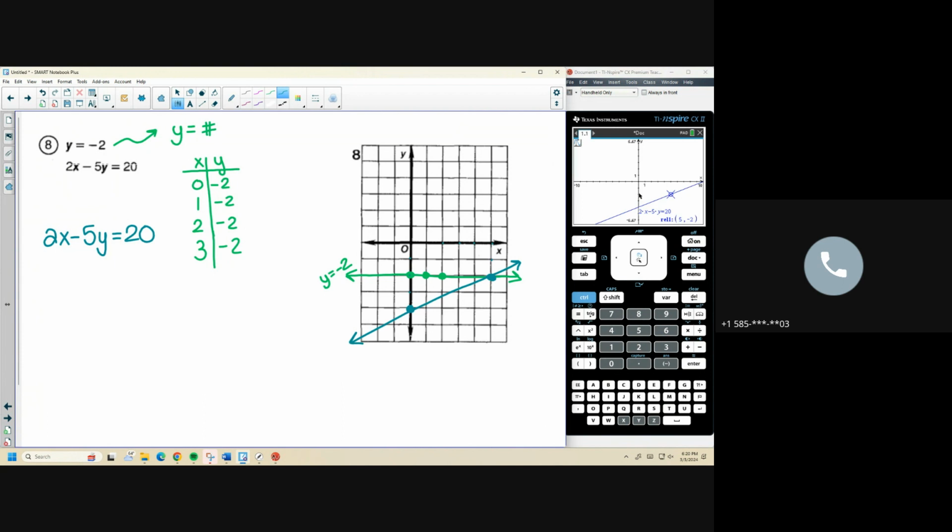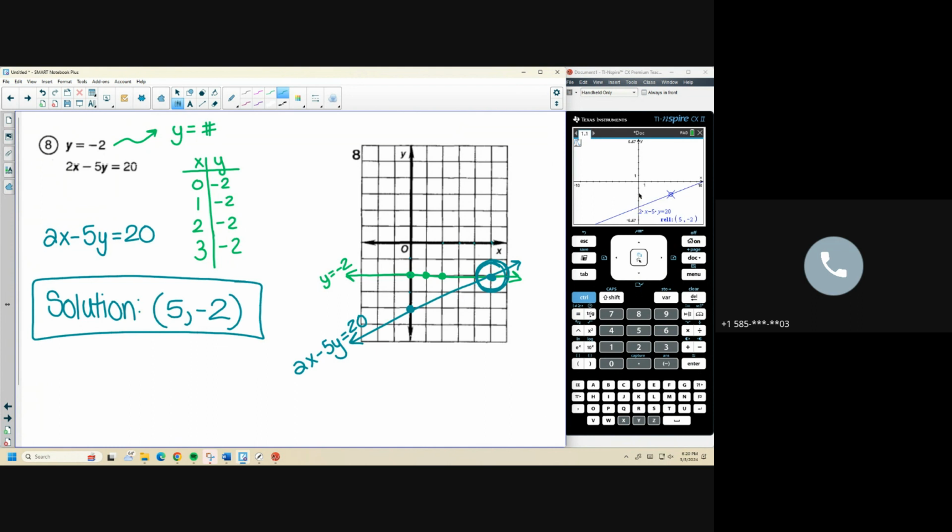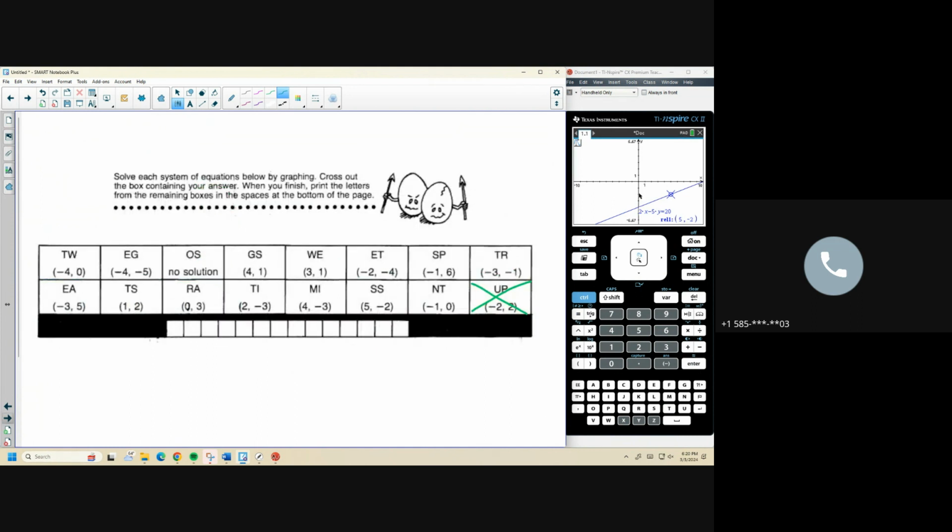Don't forget to label your line. I'm going to label this with the exact same equation that they gave me. I'm not done until I actually list my solution. Circling that point is not enough. I would strongly recommend that you write the solution is, in this case, 5, -2, because that is the only point that is on both lines. If I come over here, 5, -2 is this one, so I can cross that off.